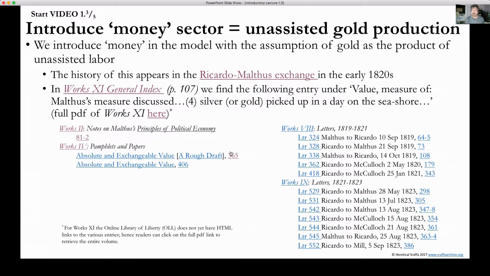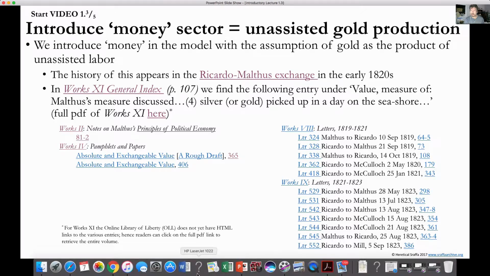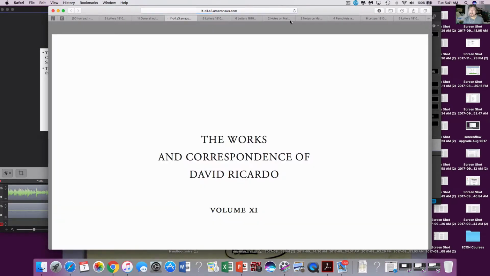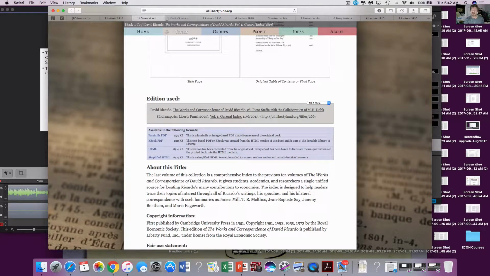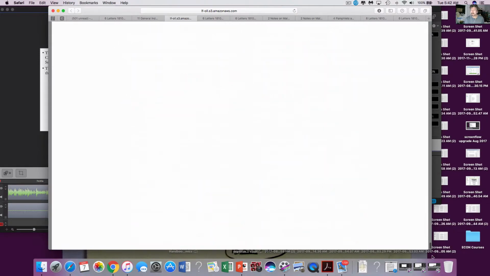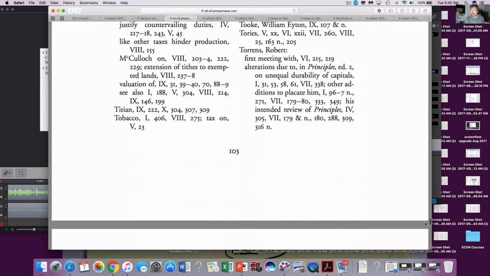You can also find, and I'm looking for it here. My bad. We want to come back to the journal index here. Let me find this journal index, where you have the value here.